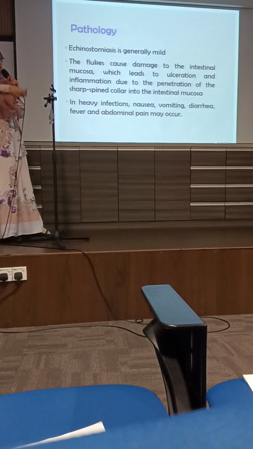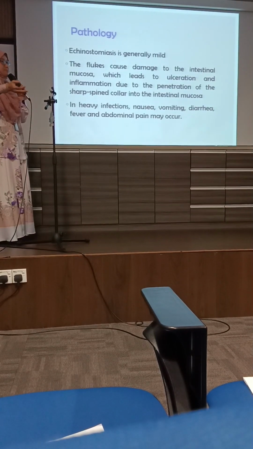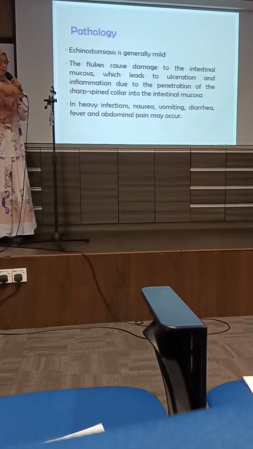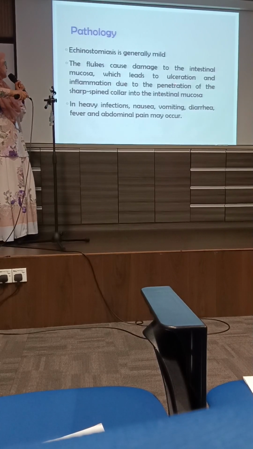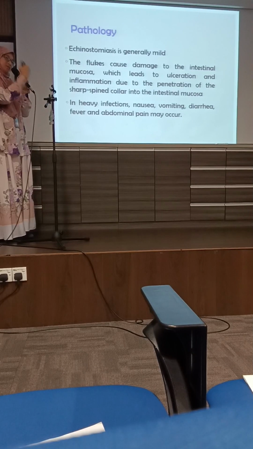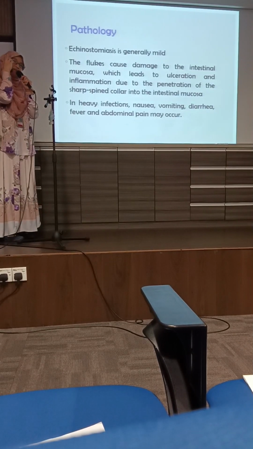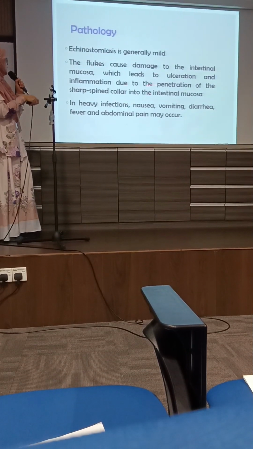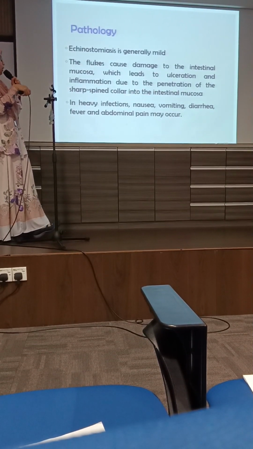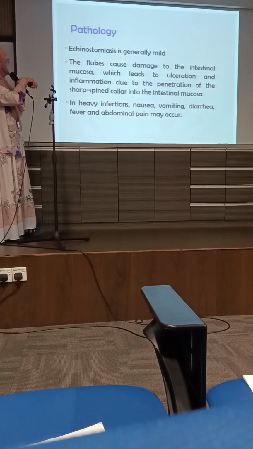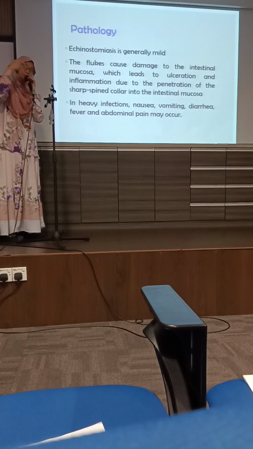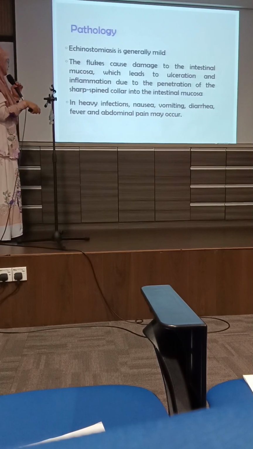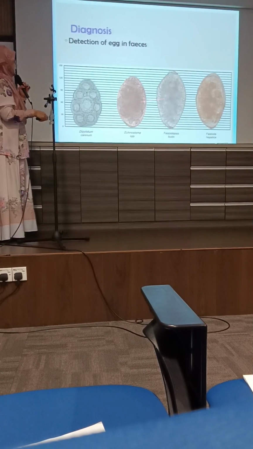Echinostomiasis is generally mild because the size is quite smaller lah kan, 1 cm je lah. Nak banding dengan Fasciolopsis tadi, punyalah beza kan, 8-10 kali ganda size dia. So the fluke cause damage to intestinal mucosa because dia ada collar spine. So collar spine dia makan, dalam masa yang sama dia akan induce injury to your small intestinal mucosa due to the penetration of the sharp spines collar into the intestinal mucosa. So maksudnya sharp spines collar ni pun akan invade atau penetrate your intestinal mucosa. So in heavy infections, nausea, vomiting, diarrhea, fever and abdominal pain may occur. So ni lah tadilah sama je lah.